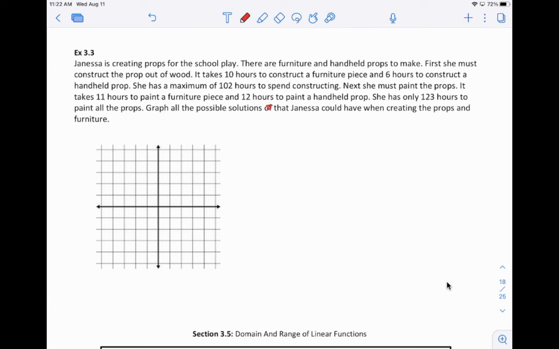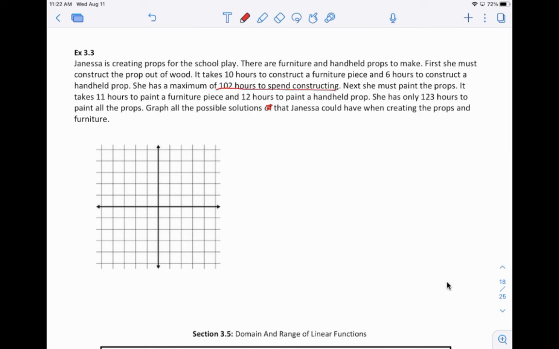That Janessa could have. So this is kind of a situation where first you have one constraint. We call these constraints. You are limited by your amount of time. Janessa only has 102 hours to construct these props.